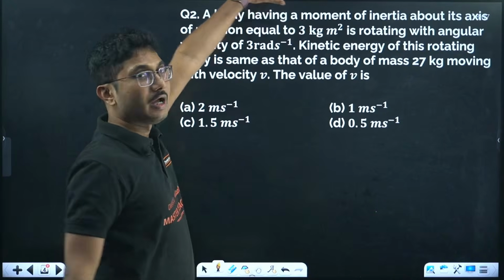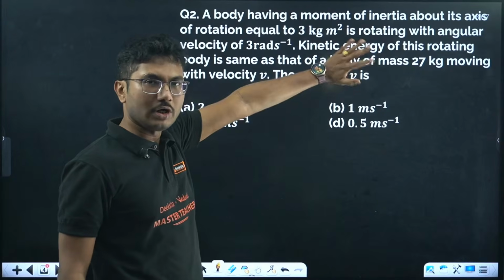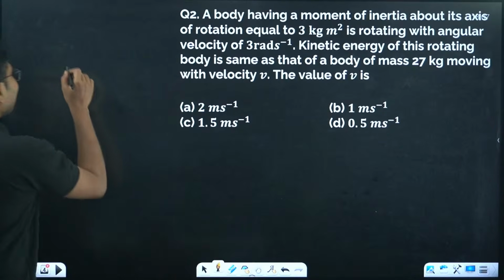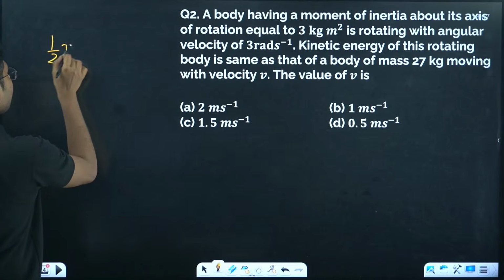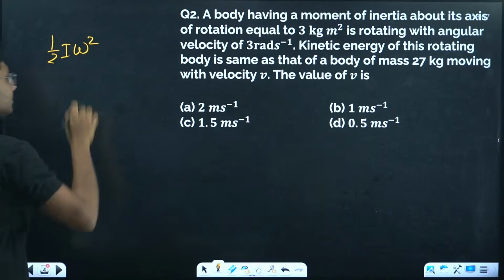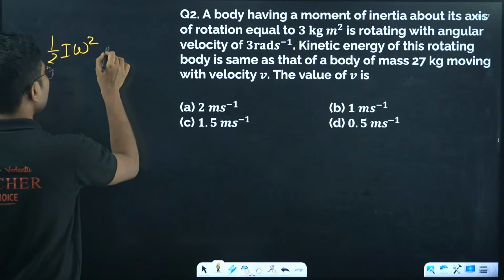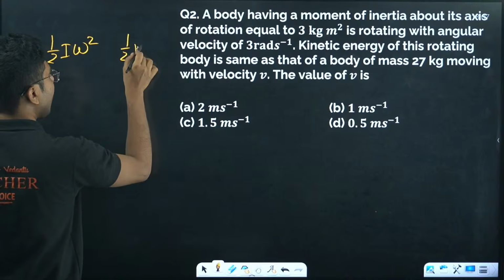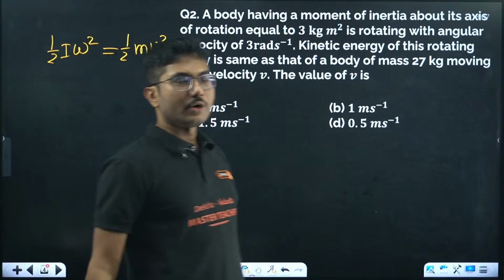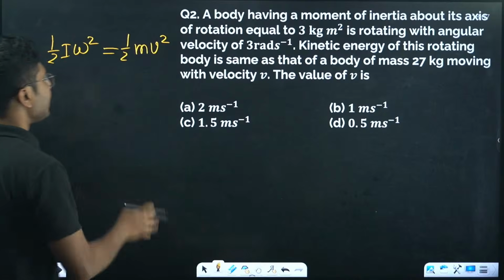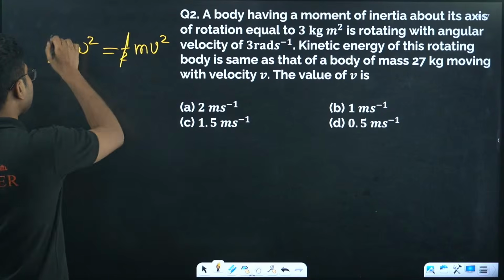So first of all, the first object is a rotating object, the second object is a linearly moving object. What is the kinetic energy of a rotating object? Those who forgot, the kinetic energy of a rotating object is half I omega square. And what is the kinetic energy of a linearly moving object? That is half m v square. Now in this question these two are equal, so we can cancel the half.